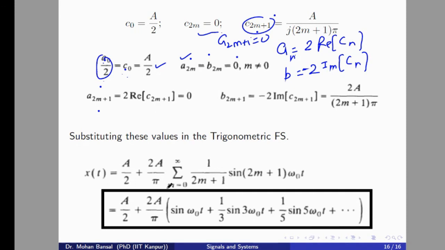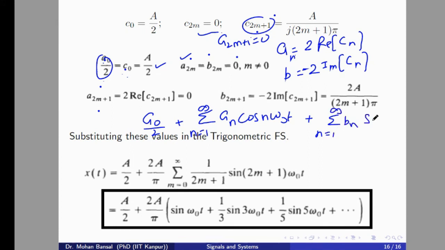So you can substitute this value in the expression, that is a0 divided by 2 plus summation of n equal to 1 to infinity a_n cos nω0t plus summation of n equal to 1 to infinity b_n sin nω0t. a0 divided by 2 is A divided by 2, that is written here. a_n is 0, so the cos term will not be present, only the sin term will be present, because b for odd harmonics are finite. So we will get 2A divided by π times sin ω0t plus 1 divided by 3 sin 3ω0t, and so on.